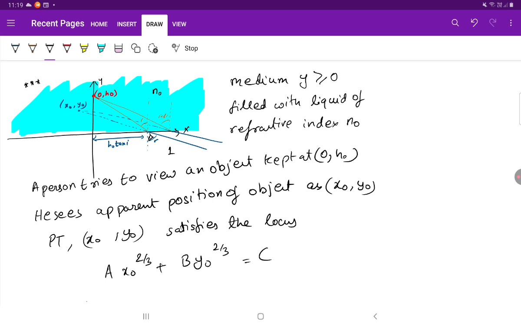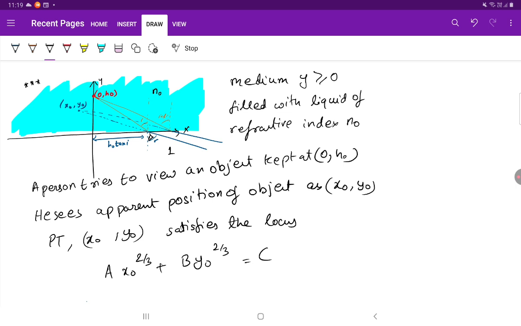The problem says that the medium or the region y greater than 0 is filled with some liquid of refractive index n, and y less than 0 is simply air, that is refractive index n equals 1. A person is standing on the x-axis and is moving along it and observes the position of an object which is kept in the frame with respect to the liquid at (0, h naught). The person is in the air, just below the x-axis.